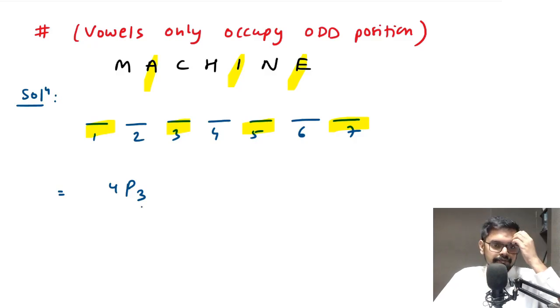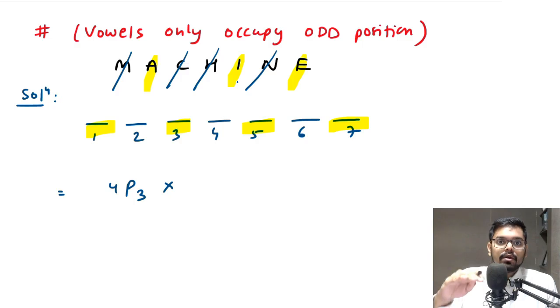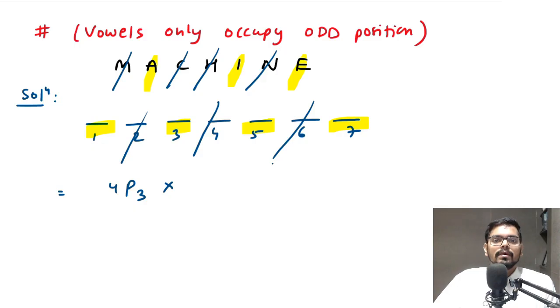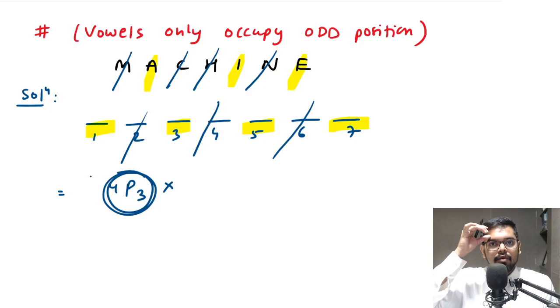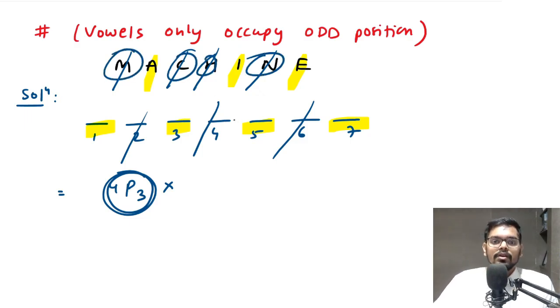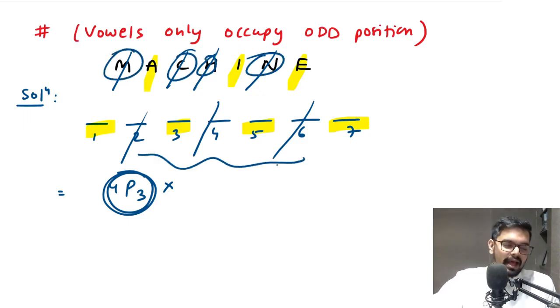So 4P3, this is for the vowels, and for the rest, how to solve? M, C, H, N, we have 4 letters, and you might be thinking, oh, but we have only 3 blanks. So 4 letters, 3 blanks, they can be arranged in 4P3. Now that is incorrect. Why? While arranging the vowels, 1 position was left empty. That position will be taken by the consonants. So it won't have 3 blanks. It will have 4 blanks only.